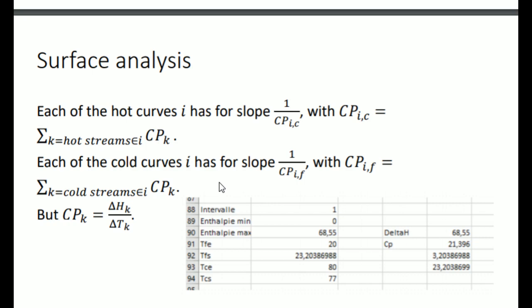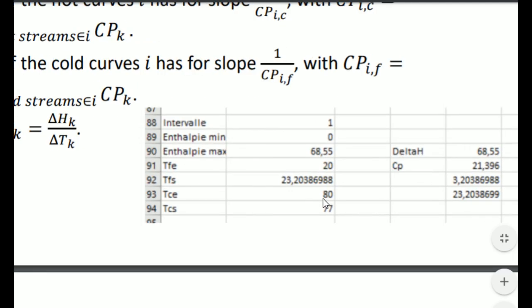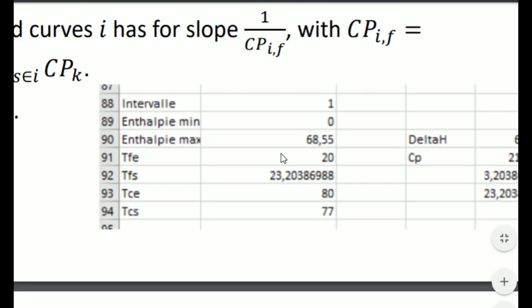But the thing is that we know that the CP is just the delta H, so the shift in enthalpy that we have calculated earlier, and the shift in T, which we already have. So what I build is a series of modules like this. I had like 12 or 11 intervals. I build an Excel sheet with the number of my intervals.